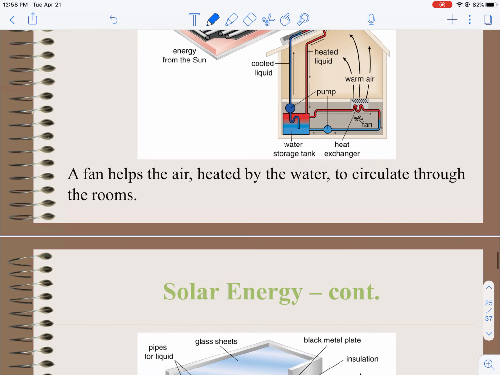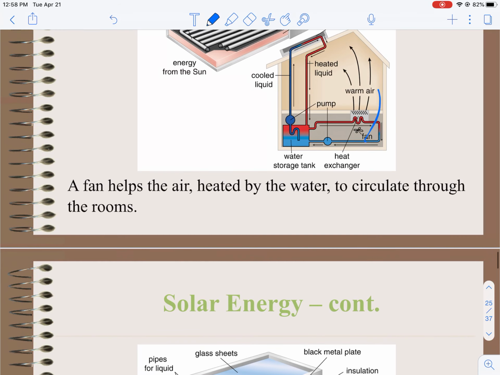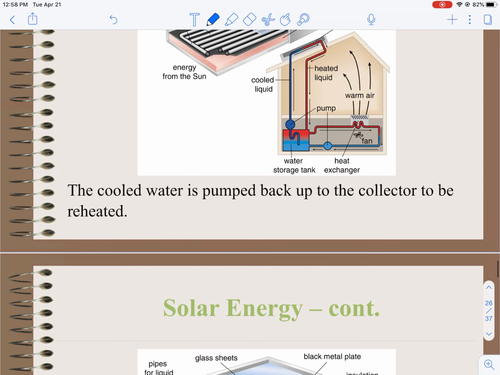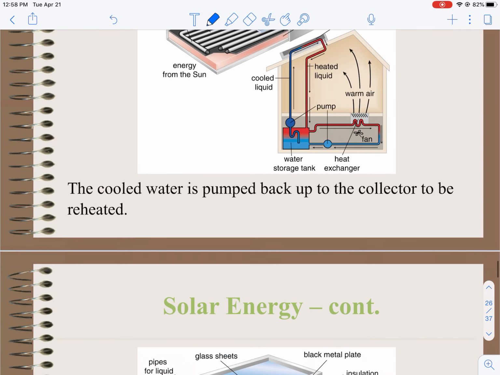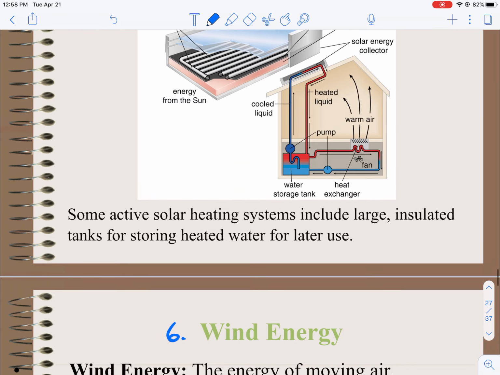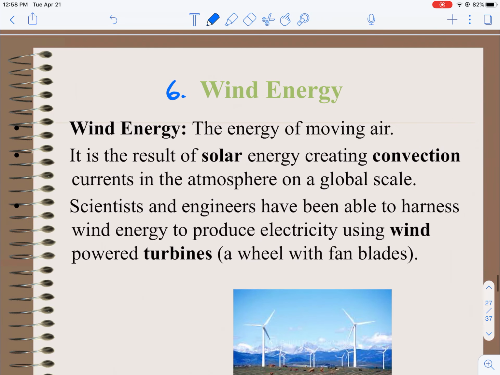These are showing the same system that we just talked about. It mentions a fan that blows it through the air, through the house here. But this is all about how that same water can go back to those panels and be circulated again in active solar heating.